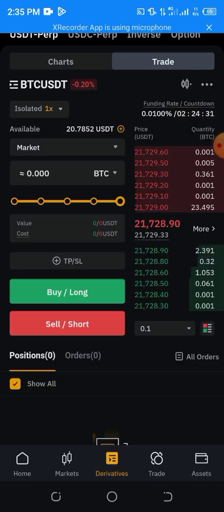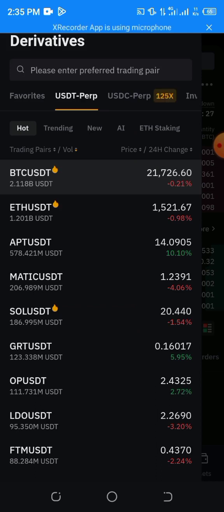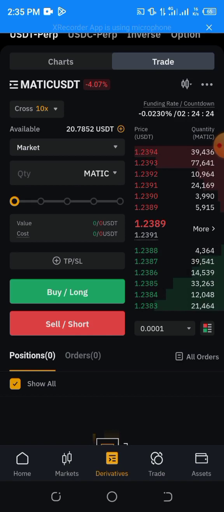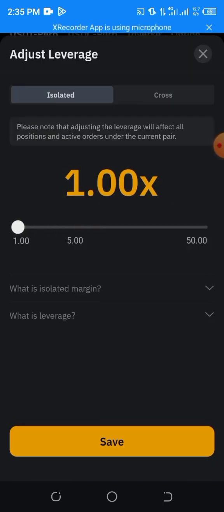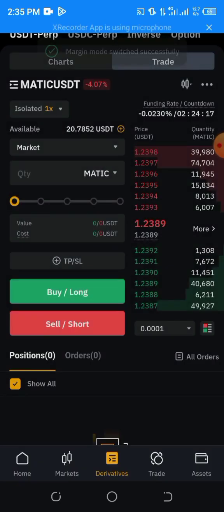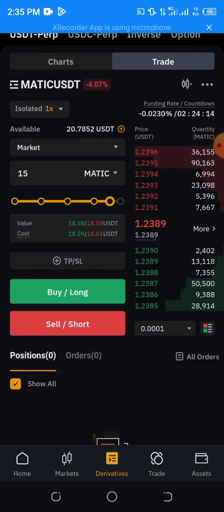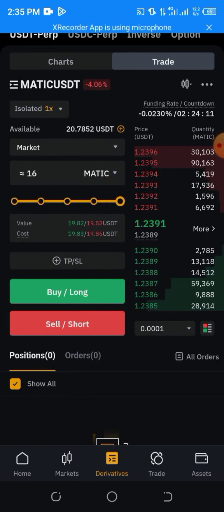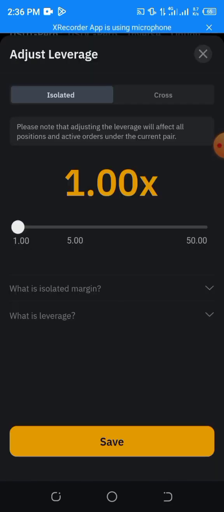Okay, let me change to, let me use Matic. I think it's my network. Isolated and 1x. Okay, quantity, yeah. So we have something now. So quantity now, you see that at 100%, I'm using 100% of my account, I'm purchasing 16 Matic at, let me say approximately $20, at 1x. Now look at what happens when I increase this to 10x.